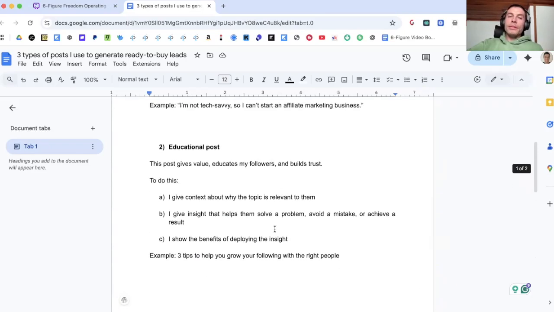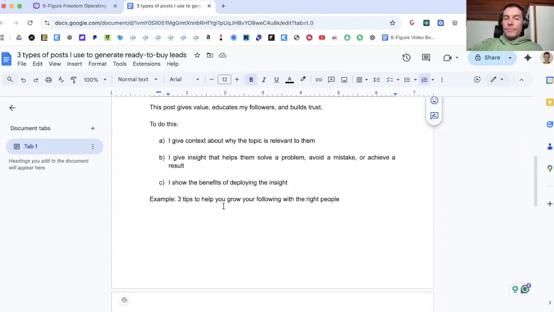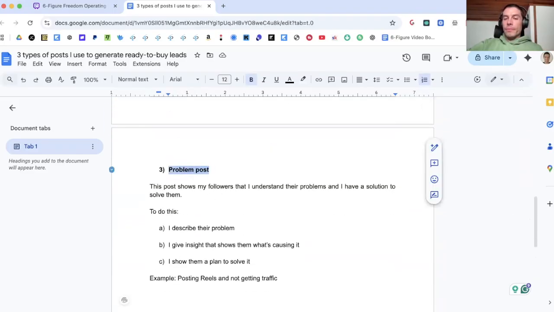So to recap the 3 types of posts: first one, belief shifting post; second one, educational post; and the third one, problem post.